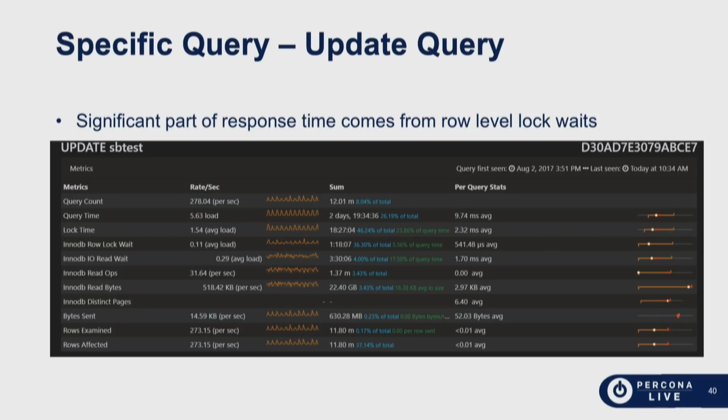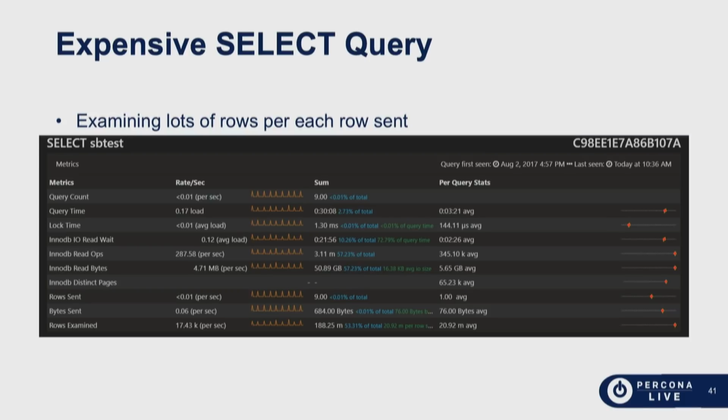Now let's give a couple of more specific query examples. In this case, that is an update query. I can jump here and say, hey, you know what? We have actually 23% of the query time coming from locks, and 5% from InnoDB row level locks, right? That means for some reason this query was impacted by table locks, for one reason or another. Or we can see that 17% of the query response time came from waiting on disk I/O. That gives us a lot of good pointers about what to do with that particular query.